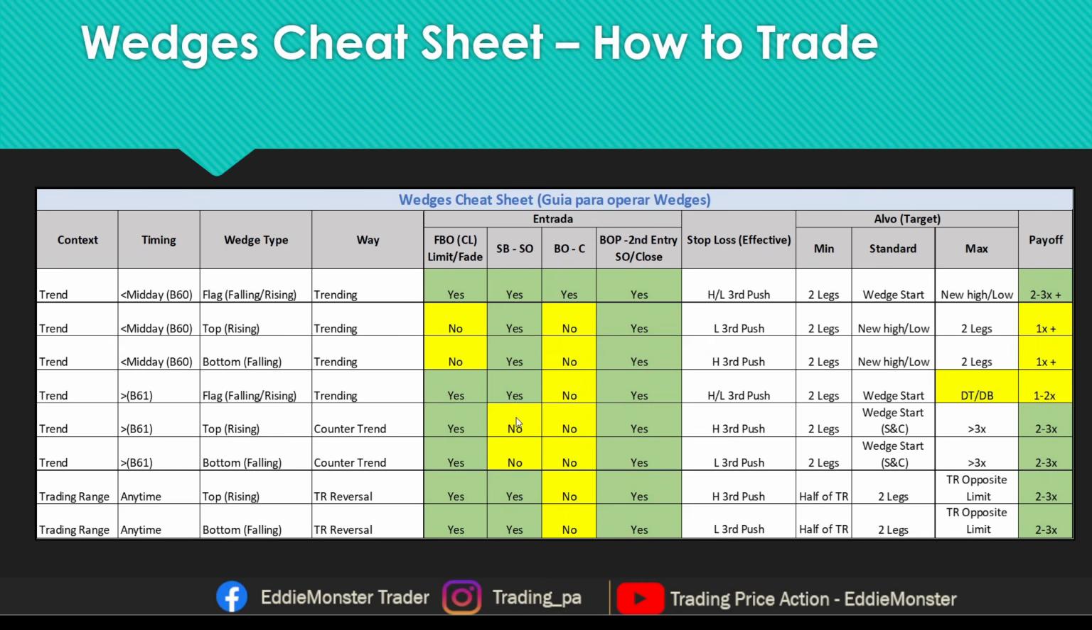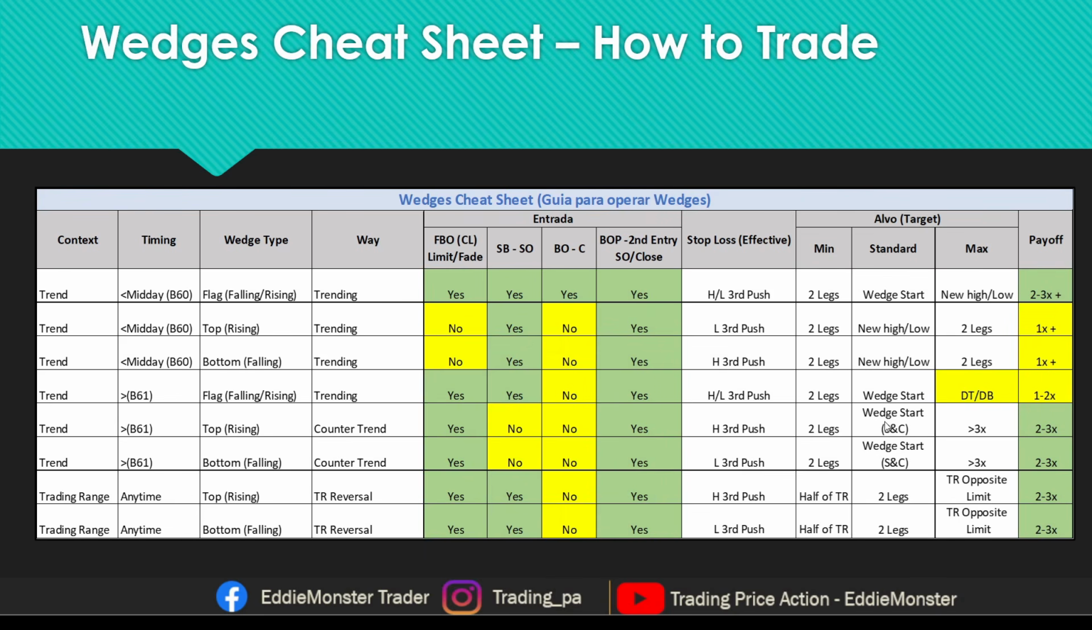It is not recommended to use signal bars because you're going to be a little bit in the middle or higher versus the start of the wedge, depending on the wedge, of course, right? So you need to consider the context. Breakout also no, because you're going to be high, of course. Then breakout pullback will be a good entry, a more secure entry, and you have a higher low and a lower high. Okay.